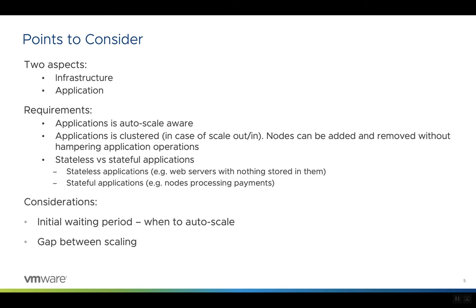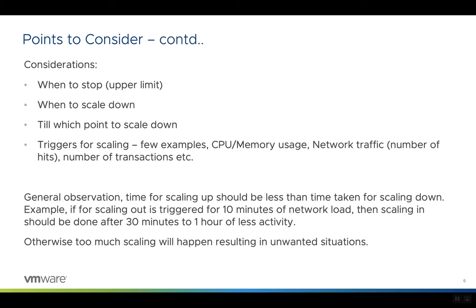And then next decision is the gap between scaling. You have scaled out the first instance. So for example, you had two instances running. You have scaled out one more instance, three instances, and then you need to wait and watch for CPU utilization to go beyond 80% in all three of them, and then you would scale out another node. So gap between scaling is also very important. You need to kind of decide that.